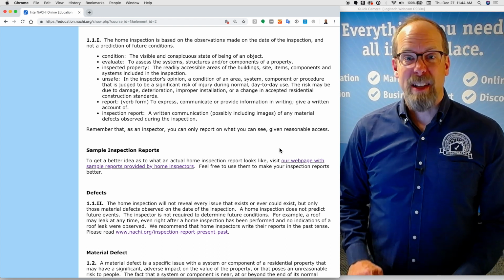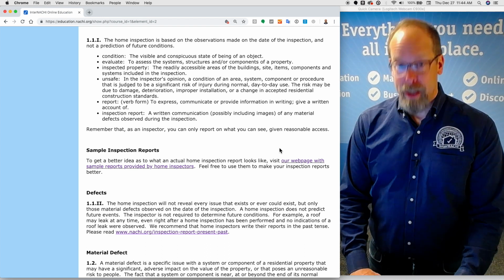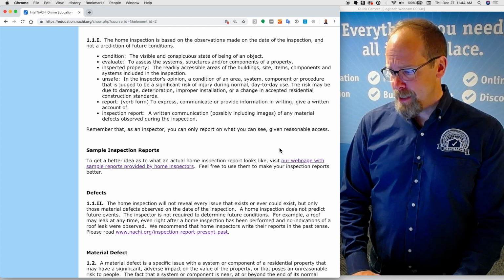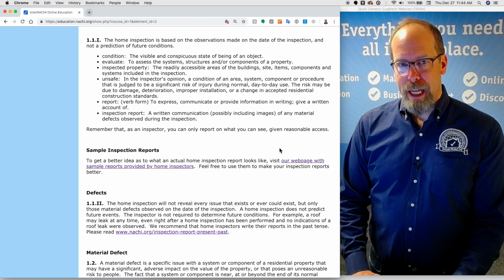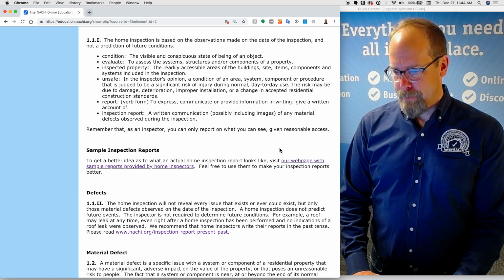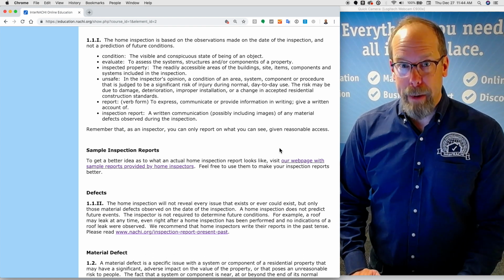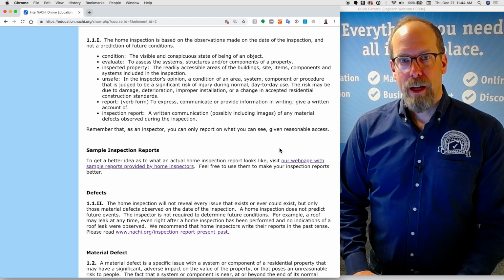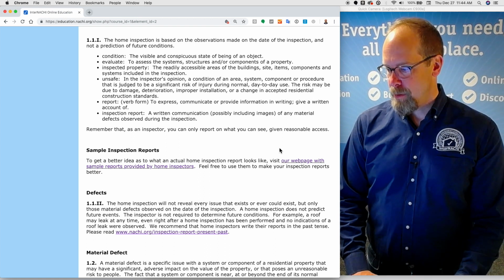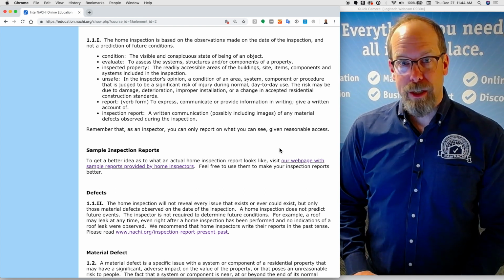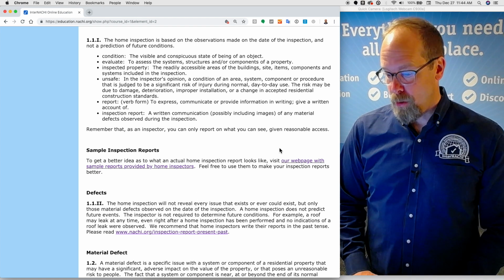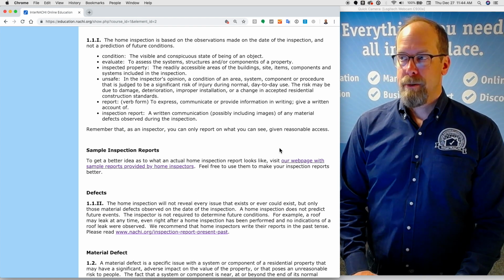And the term unsafe means, in the inspector's opinion, a condition of an area, system, component, or procedure that is judged or thought of, in your opinion, to be a significant risk of injury during normal day-to-day use. The risk may be due to damage, deterioration, improper installation, or a change in acceptable residential construction standards.